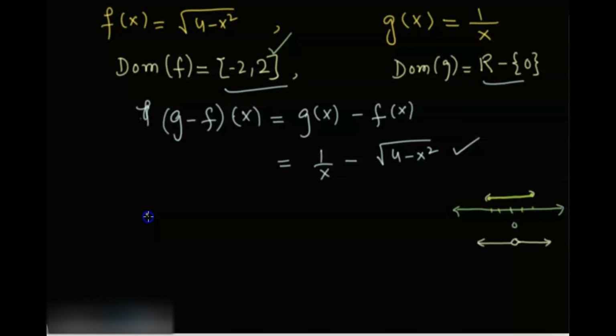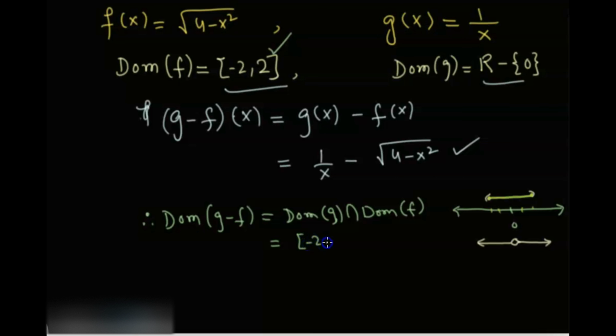So the domain of g minus f is equal to the domain of g intersection with the domain of f, which is equal to, you can write it this way, minus 2 to 2, but 0 is not included, so minus 0. Or one can write minus 2 to 0, 0 not included, union 0 to 2, this set. So you can define it this way. Okay, I hope that makes a little sense to you.